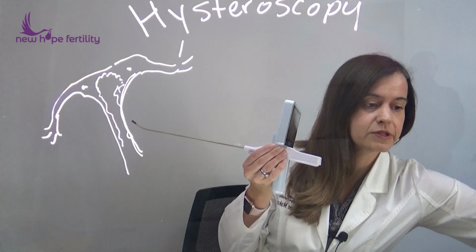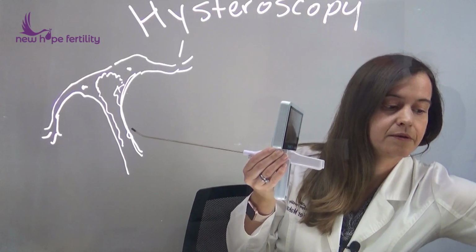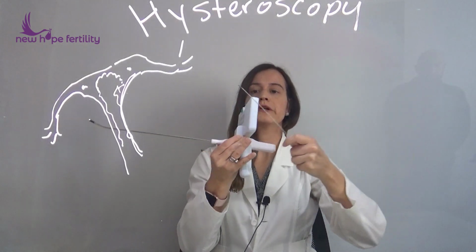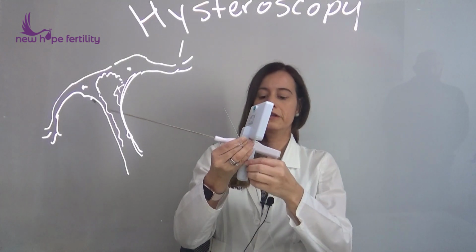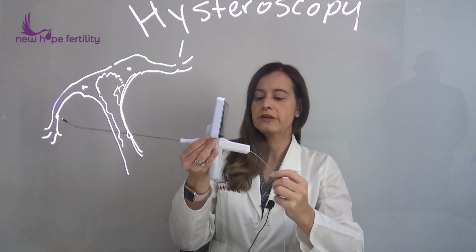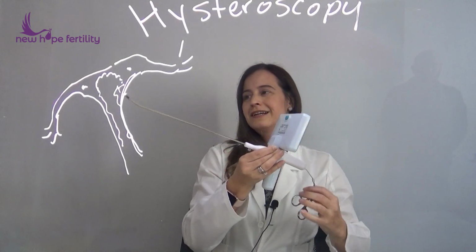Now this camera also, you can put a little instrument through. So sometimes we use a little instrument here, like this, which is a little grasper. So if we see a polyp or an overgrowth in the lining, we can use this little tiny grasper. You see it doesn't need to be very big, and it fits right through the camera here, like this. And then comes out the end.